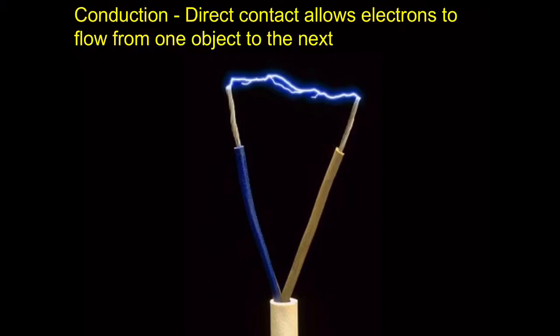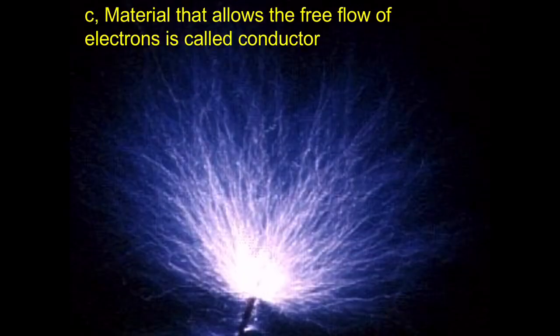Conduction. This is direct contact, which allows electrons to flow from one object to the next. So the wires in the house or in your phone conduct electricity. But a charge can build up on your body or on some object, and then if it gets close enough to a ground, the charge can discharge and conduct across like a spark.